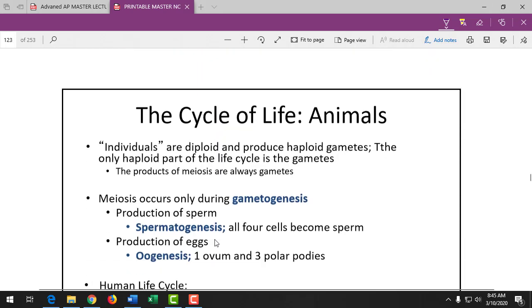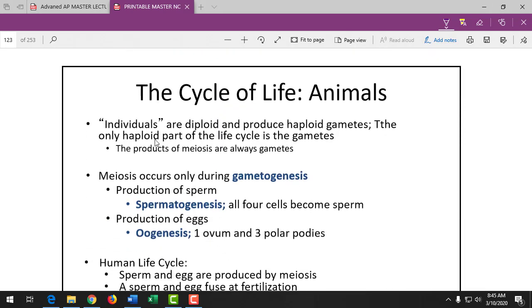All right, so animals, like I said, they are diploid. They don't have an adult form that's haploid. The only thing we have are haploid gametes, which are the sperm and egg. So when we make gametes, it's meiosis. When we say gametogenesis, we're talking about the process of meiosis, making sperm and egg. But there's a slight difference in how sperm are made and how eggs are made in terms of the cells that we get at the end of the process.